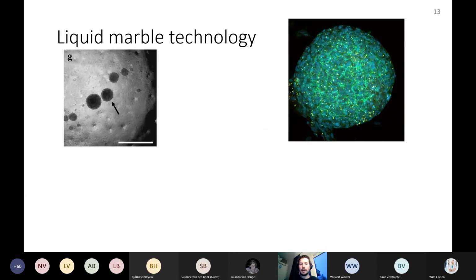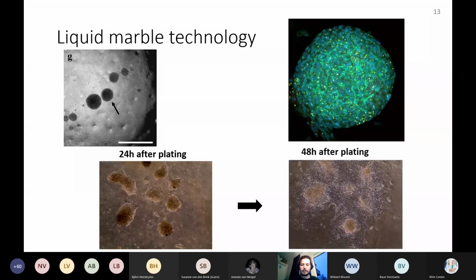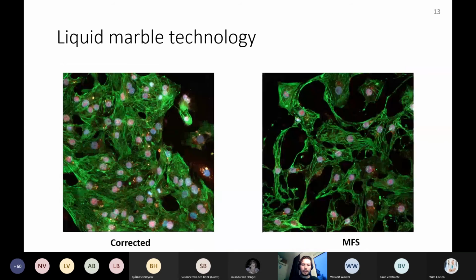Then many of our downstream analyses are performed in 2D. So what we also do with these cardiospheres is that we plate them. This is after 24 hours of plating. This is after 48 hours of plating. And then what we can do is we can stain them. And so this is very preliminary data, so it's still work ongoing. So we yet have to confirm it.